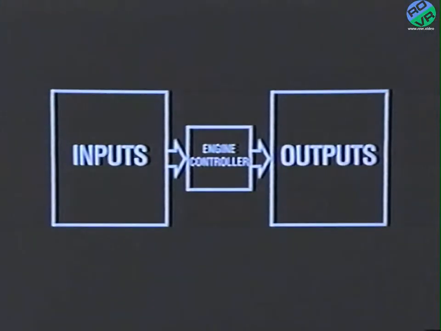The engine controller receives information on existing engine conditions in a form of electrical input signals from various switches and sensors. Based on these inputs and its own internal programming, the engine controller regulates various engine and vehicle operations through different system components known as engine controller outputs.